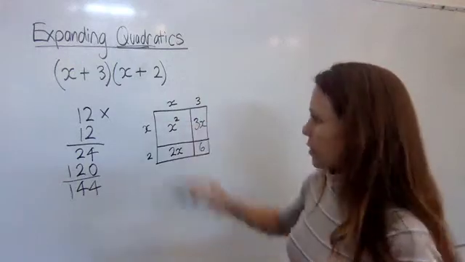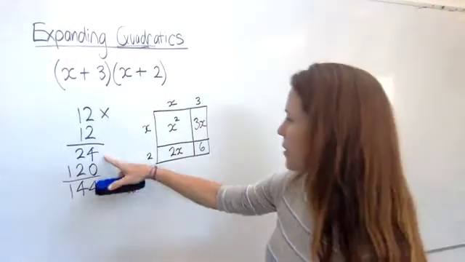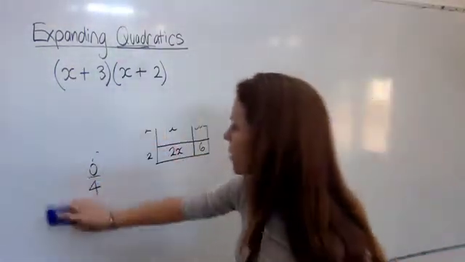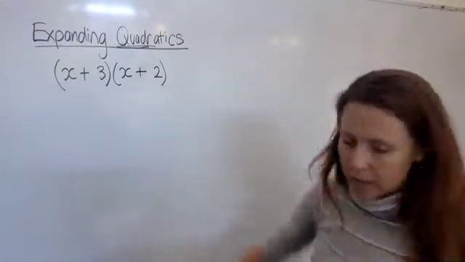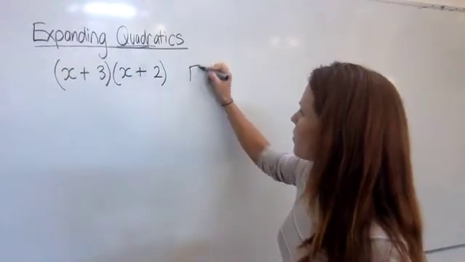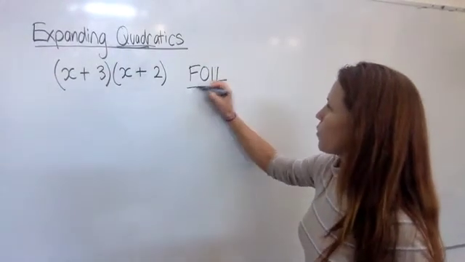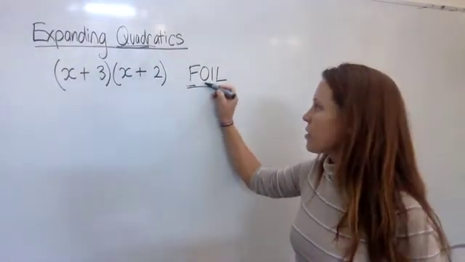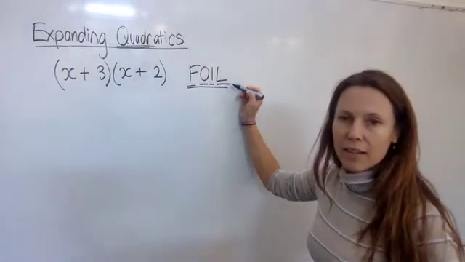Now, how do we do this so that we don't need to draw it up either like this, and we don't need to think of it as area? Well, what we need to do basically is multiply each thing by each other thing. And an easy method to do this is to think of the word FOIL. This stands for firsts, outsides, insides, and lasts.